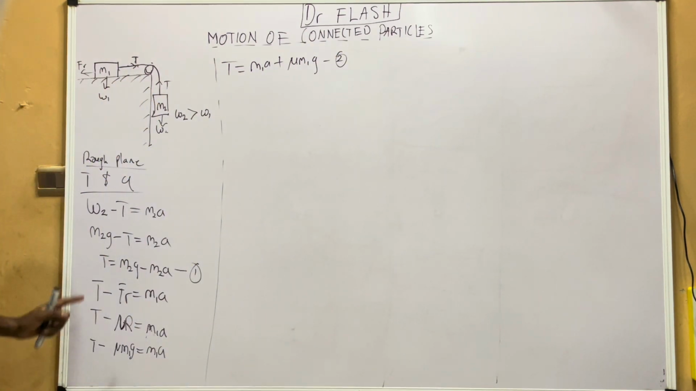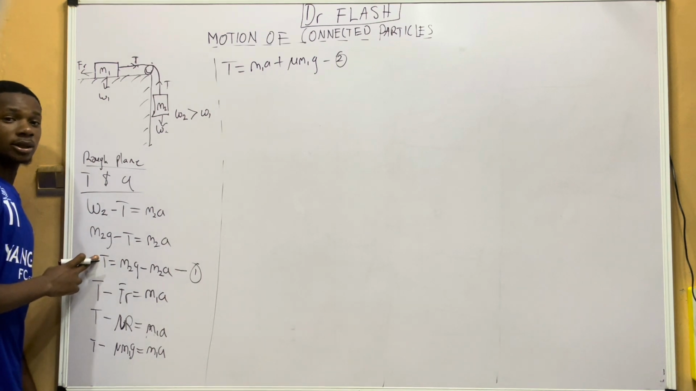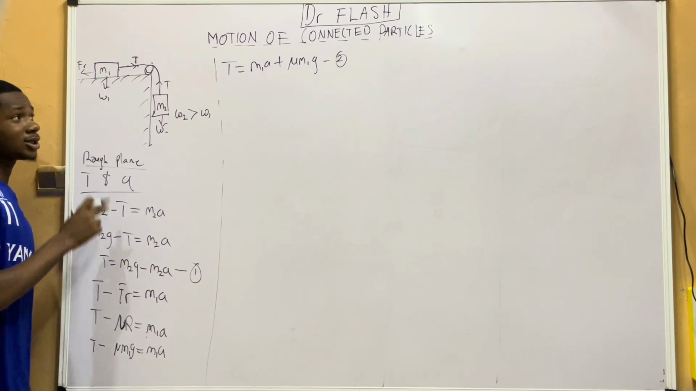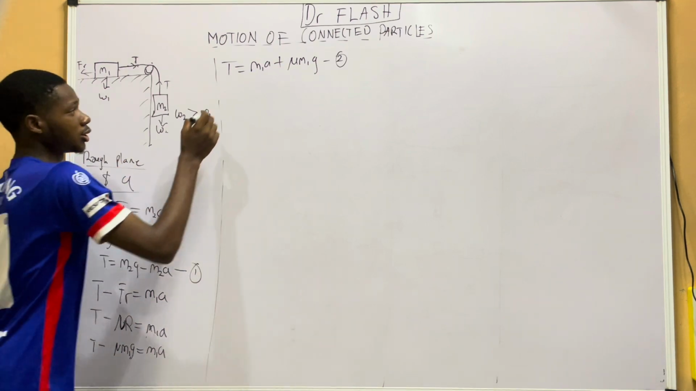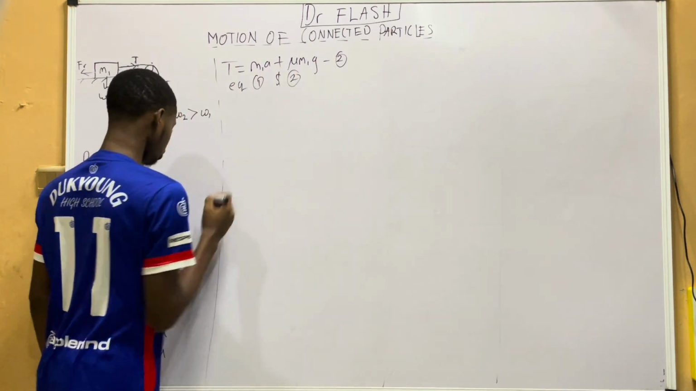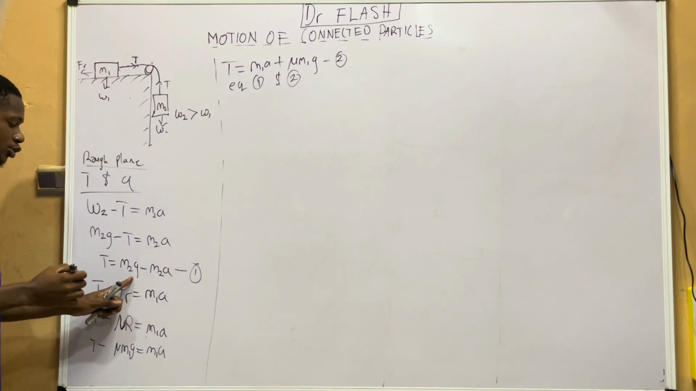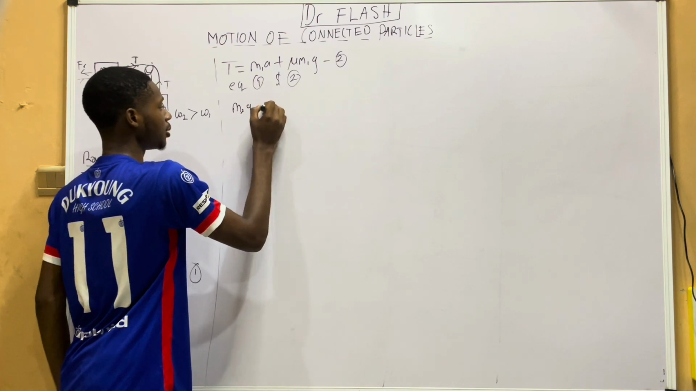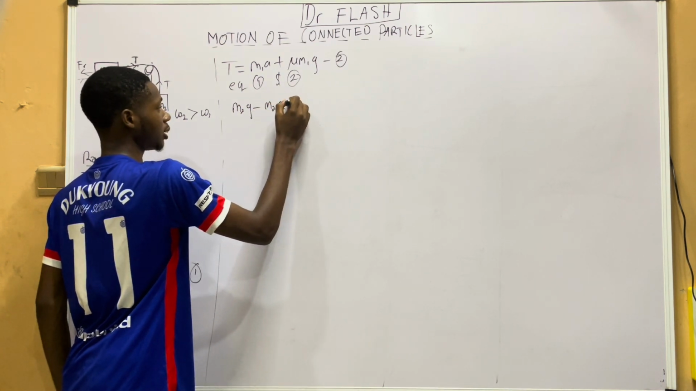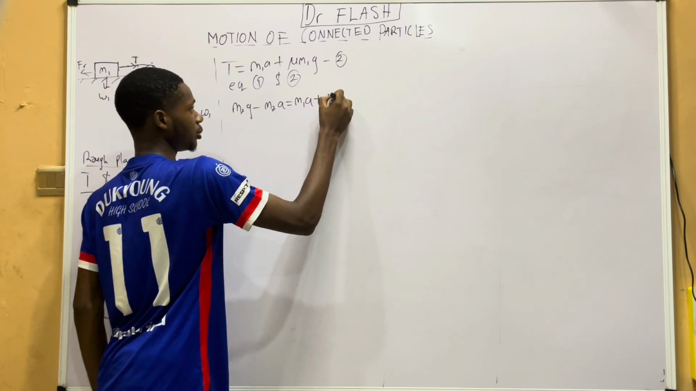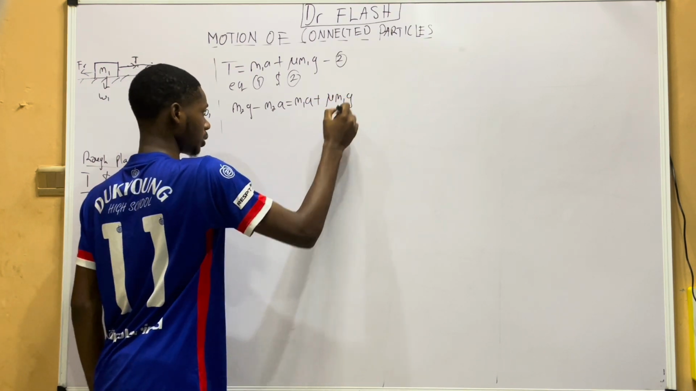Now we're having two equations, 1 and 2, and T is being equated to both of them. So if T is equal to this and T is equal to that as well, we can equate both. So we are equating 1 and 2. We're going to get, what's equation 1? m2g minus m2a, and that equals m1a plus mu times m1g.